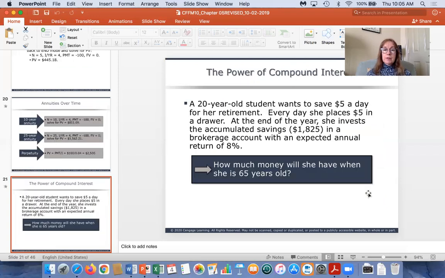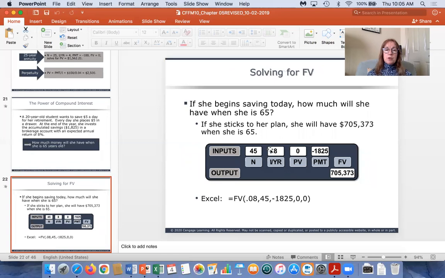All right, this is a really interesting example because it really shows the power of compounding. So let's look at this example here. A 20-year-old student wants to save $5 a day. She places $5 in the drawer. At the end of the year, she has $1,825. How much will she have when she's 65 years old at 8%? Okay, so this person is going to save at the end of every year $1,825, $5 a day. That's $148 a month, just to put it in perspective. Gets 8%, saves until she's 65, so 45 years.